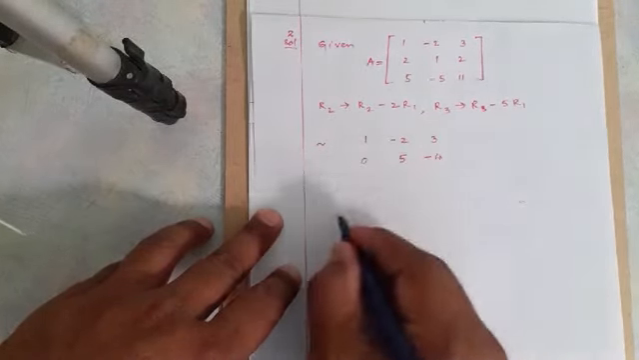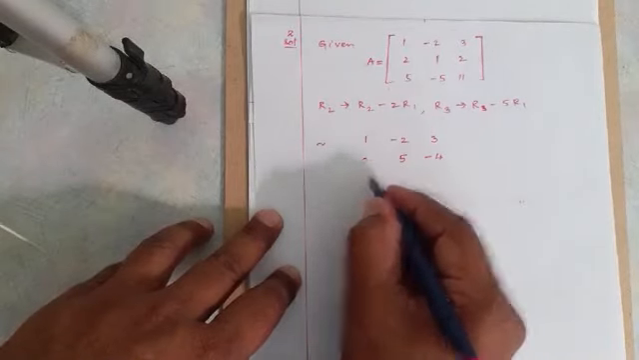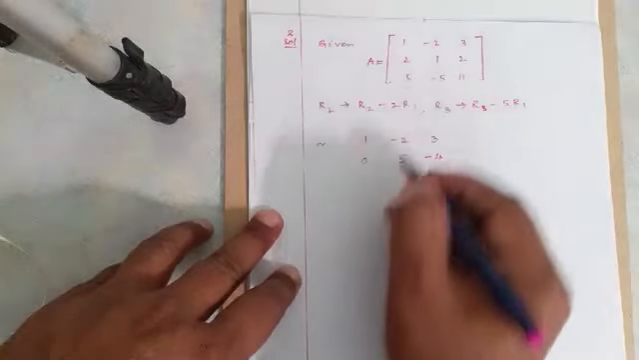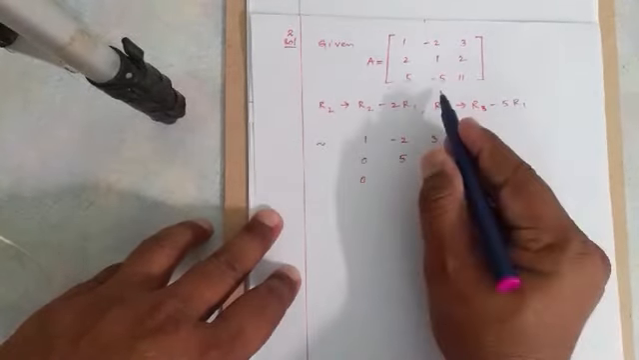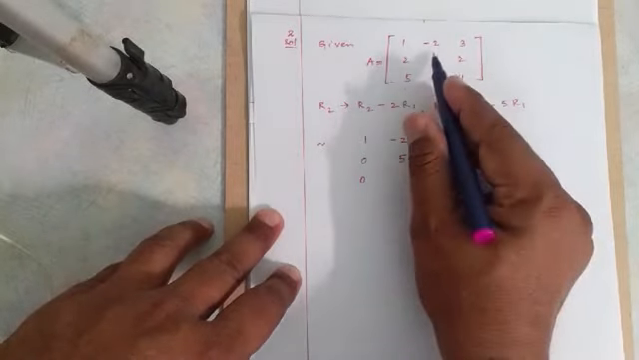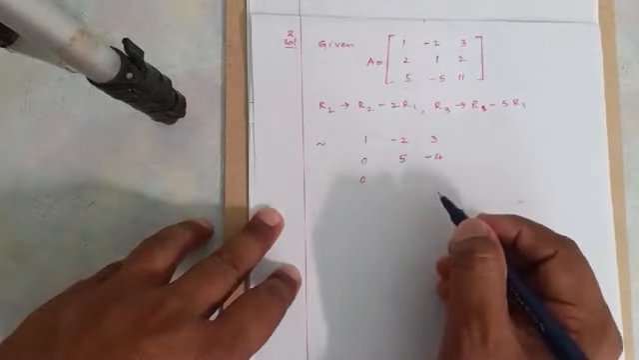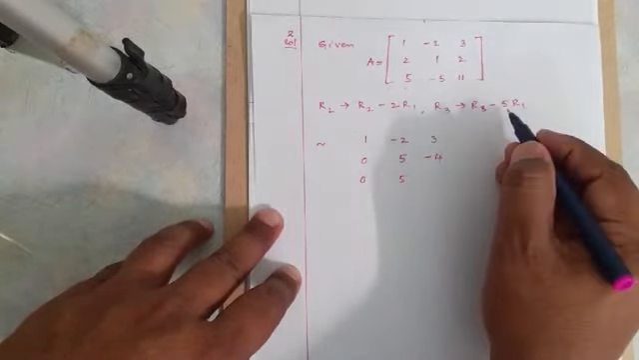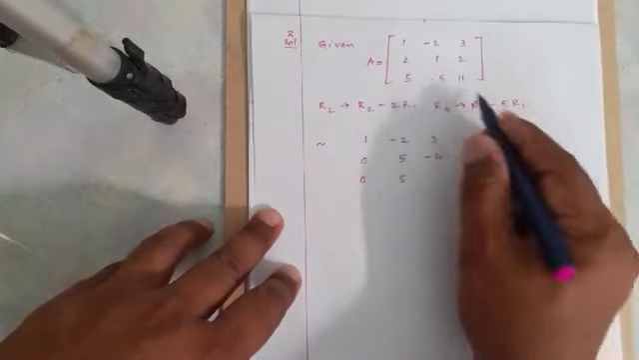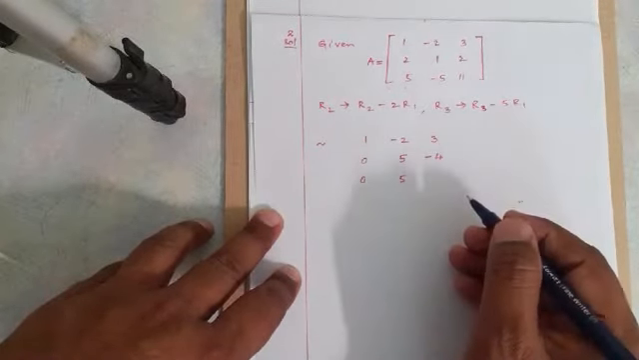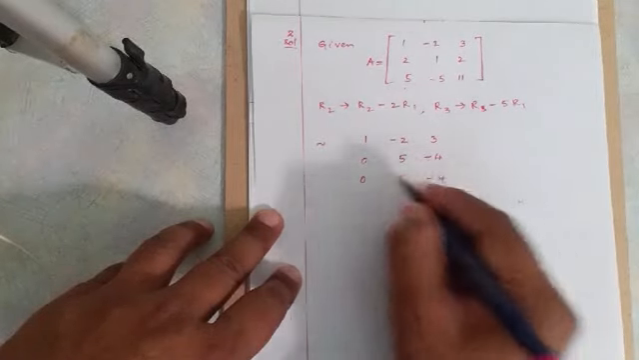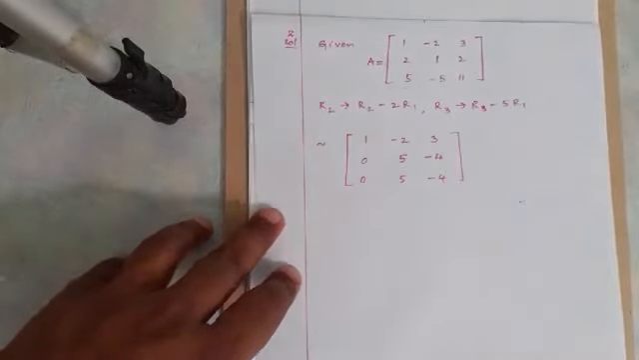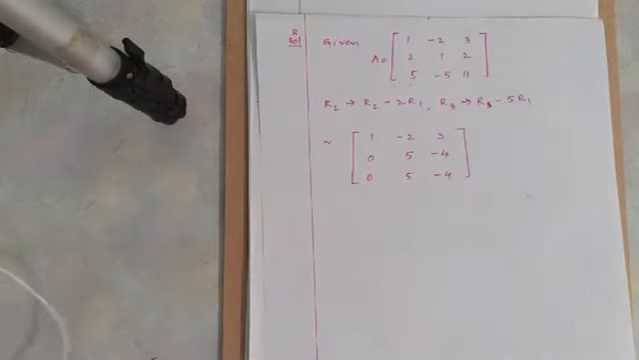Then in the next row we have the R3 operation, R3 minus 5R1. 5 minus 5 becomes 0, and then here minus 5, minus of minus plus 5 into 10, so minus 5 plus 10 is 5. Then in R3 we have 11 here, R1 is 3, so 11 minus 15 is minus 4. So in this way we get a matrix when you apply the row operation for row 2 and row 3.